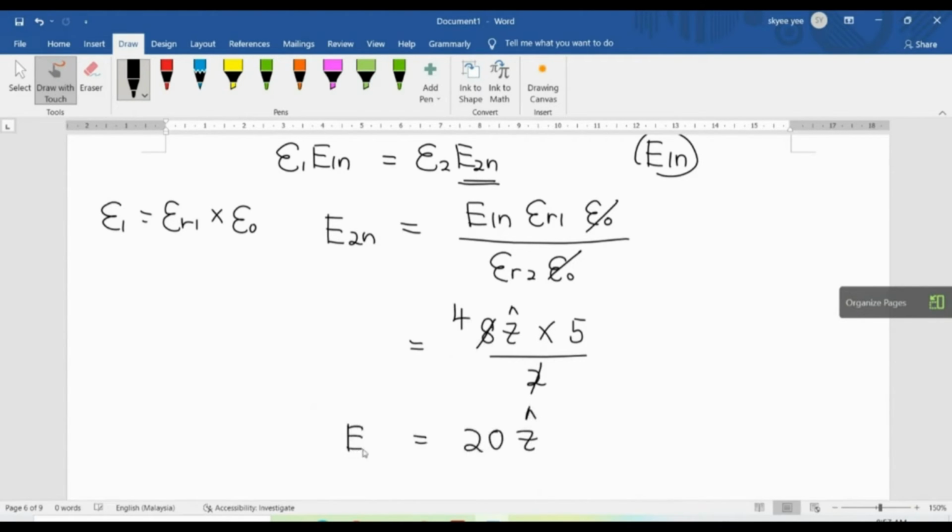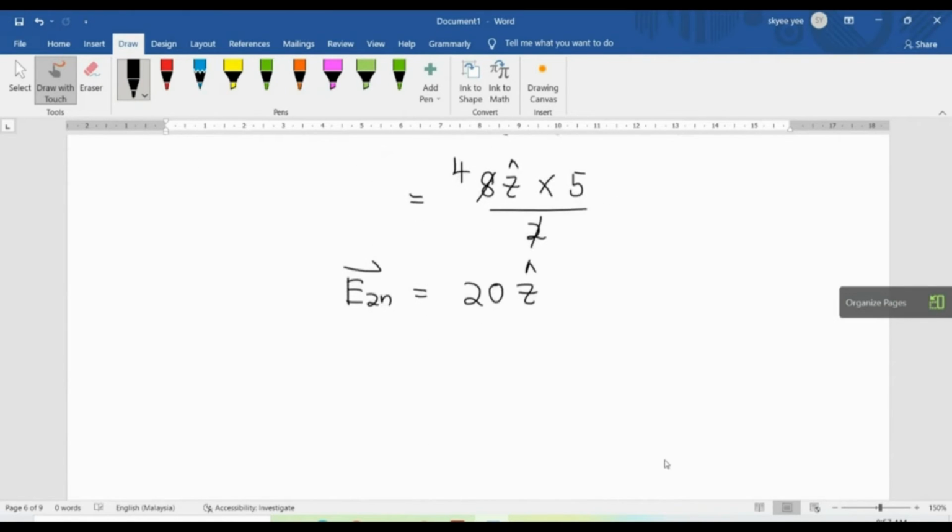So this one will be the E2N. Okay, E2N. So now you have E2T and E2N, and we are going to combine them to become E2. So it is 6x minus 12y plus 20z volt per meter. Okay, so this is how you find the E2.